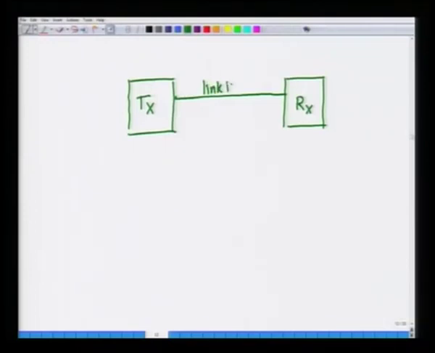Now, if this link is in fade, then the performance is bad. All right. So, in a wireless communication system, I have a transmitter and a receiver, and there is a link between them, not a wire, but a link. Let us say one transmit antenna which is transmitting and one receive antenna which is receiving. All right. And everything depends on this link, because if this link is in a deep fade because of multipath interference, the performance of the system is bad.